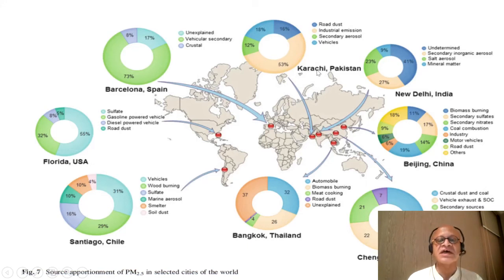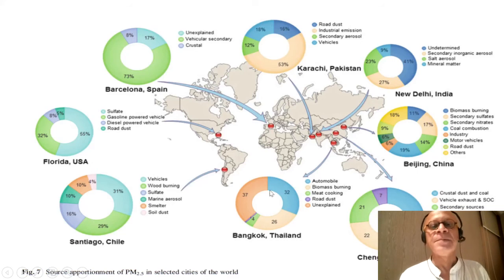So the point is that there are sources of PM 2.5 all across the world, and the exact source depends on where you are. In Barcelona, Spain, for example, secondary vehicle contribution is 73%. This doesn't say that Barcelona is a bigger emitter than Delhi or Beijing. It just says that the source apportionments are very different in all these different cities.